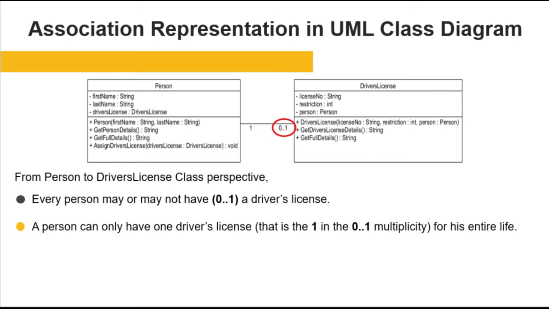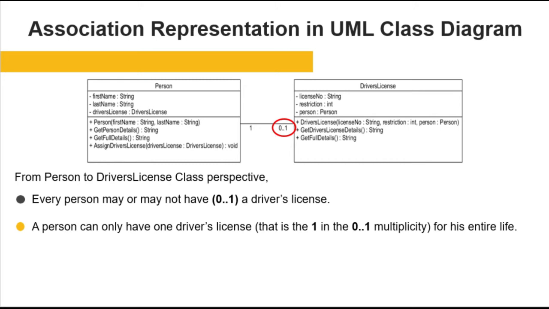The given figure shows the relationship of a person and a driver's license class. Notice the straight line between classes to indicate association as the type of relationship. Multiplicities such as 0 or 1 and 1 are used in this example. The relationship will be read as follows. So let us consider first the person to driver's license class perspective. So we will look at a person towards the driver's license class perspective at this moment.